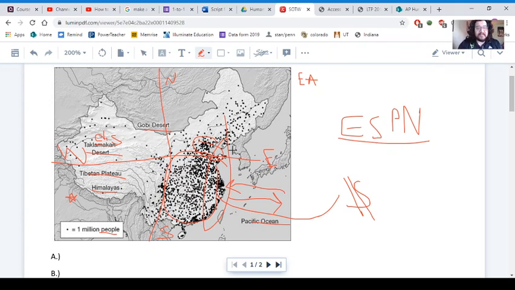The biggest environmental reason why we might have huge agglomerations, concentrations of people on this eastern side of China, is because of this coastline, this access to the coast. That gives a lot of different factors, a lot of different rationale for why people move to the coast and to this particular area of China in specific.